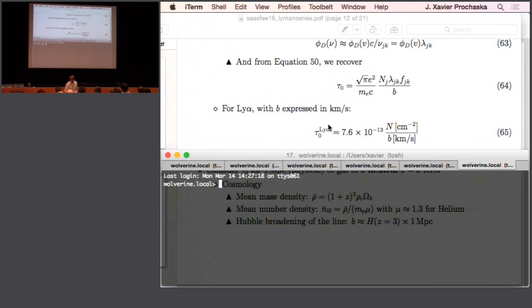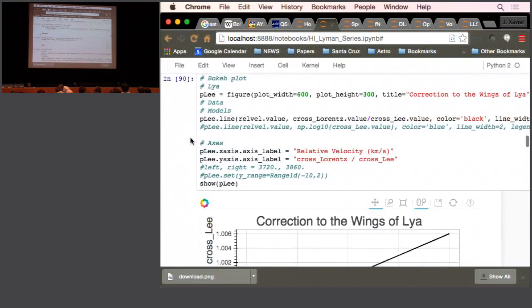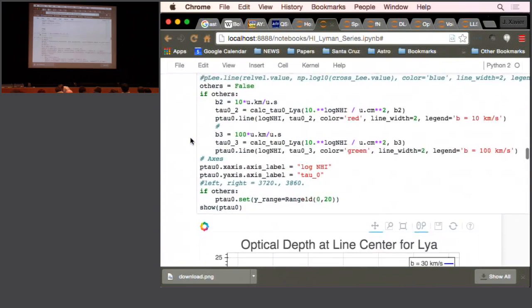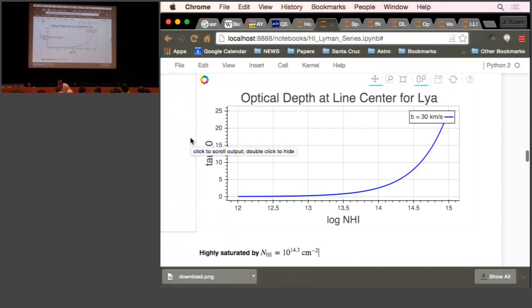So something like 7.6 times 10 to the 13, which is to say you need of order 10 to the 13, 10 to the 14 particles for gas moving at tens of kilometers per second, turbulent motions or thermal motions, to give you an optical depth of order 1. See that again in the notebook. That's corrections to the wings, and so on. This is just the optical depth at line center, assuming a Doppler parameter, a b value, of 30 kilometers per second.